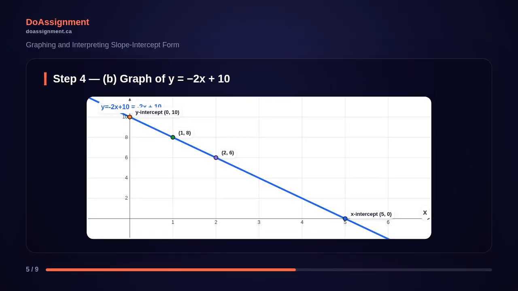Here is the graph of y equals negative 2x plus 10. The line starts high on the y-axis at 10 and falls steeply to the right, crossing the x-axis at 5. Key points are marked: the y-intercept at 0, 10, the slope-generated points at 1, 8, and 2, 6, and the x-intercept at 5, 0.